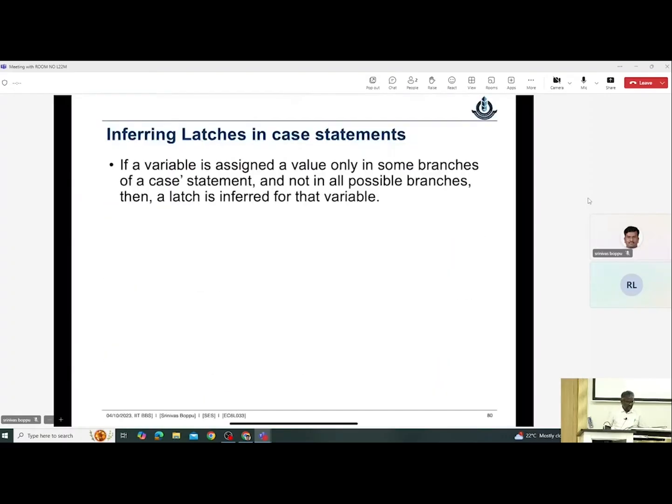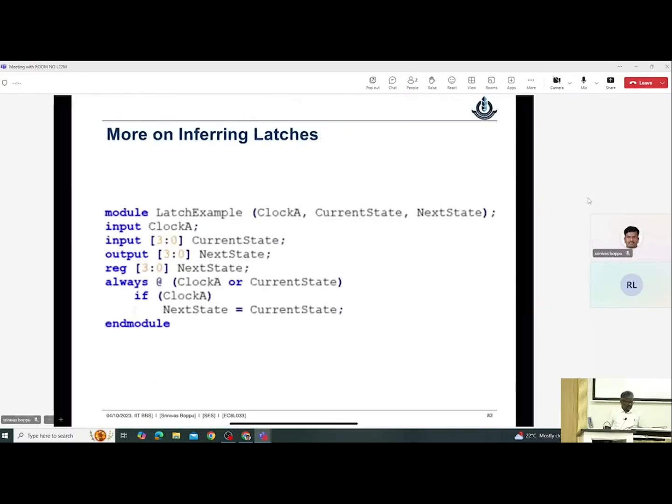So now this is a simple example. Again, think about this circuit and try to draw the kind of circuit which you get. It's very simple, I guess. So try it yourself.